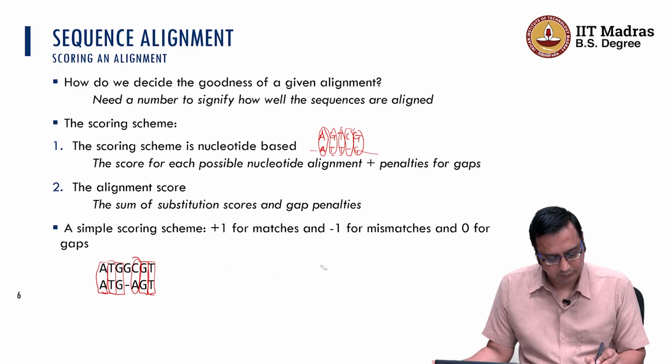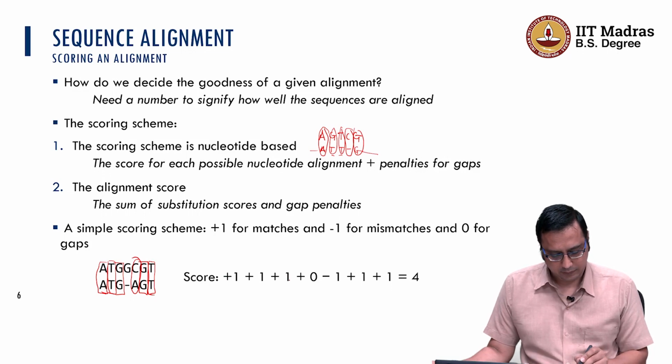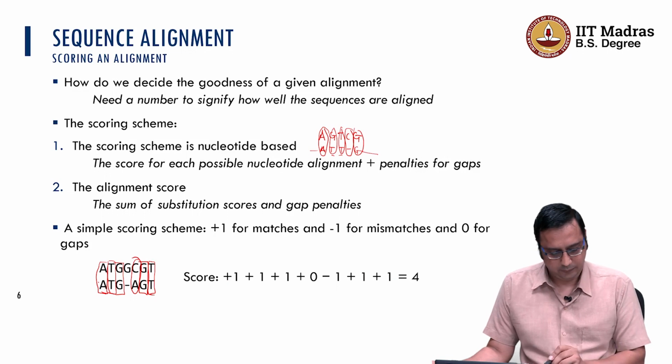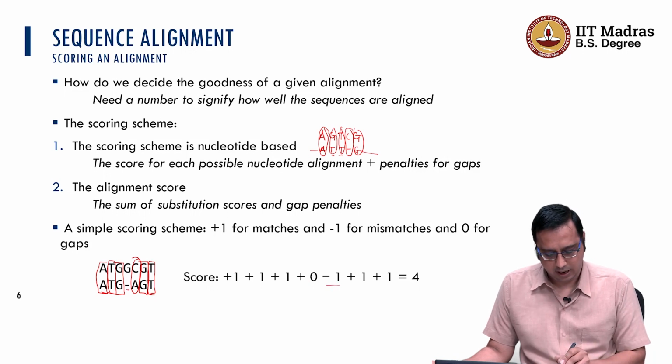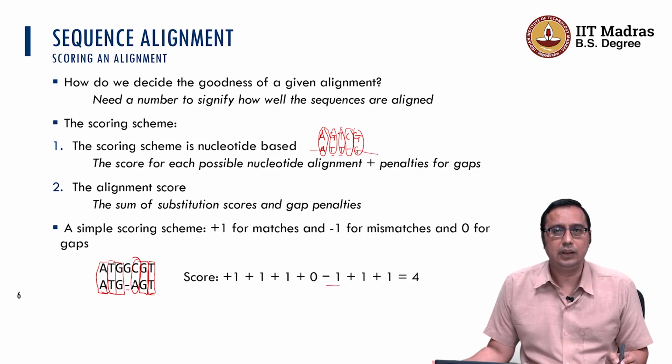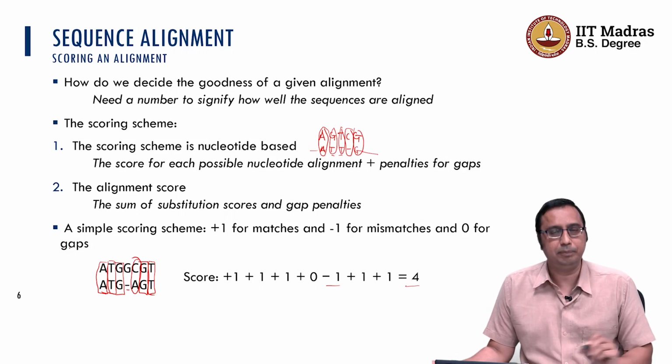So let's see what my alignment score is. My alignment score is 1 plus 1 plus 1 plus 1 plus 1, which is 5 for the matches, 0 for the gap, and -1 for the mismatch. So my score for this alignment is 4 based on this scoring scheme.